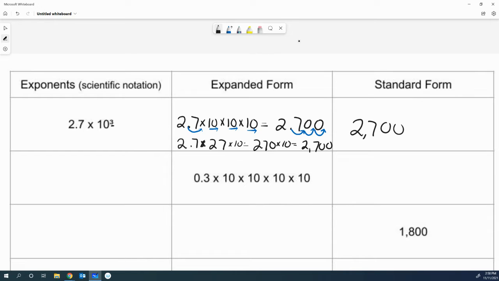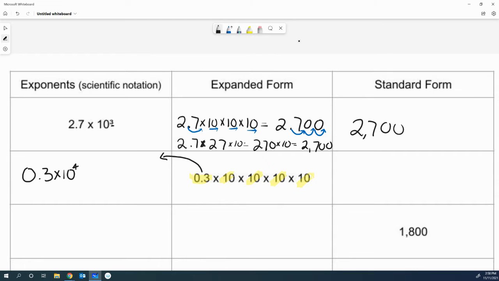For this next one, it gave us the expanded form, so we have to find the scientific notation and the standard form. I think it might be a little bit easier to find the scientific notation first, so let's try that. First things first, I'm going to move over my 3 tenths, because that 3 tenths is going to stay exactly the same. So I'm just going to get it moved on over here. 3 tenths stays the same. And I know I'm going to have to multiply it by 10. It's up to us to decide what that exponent is going to be. So let's count our tens. We've got 1, 2, 3, 4. 4 tens. I know I need to multiply this 3 tenths times 10 4 times. So my exponent is going to be 4.